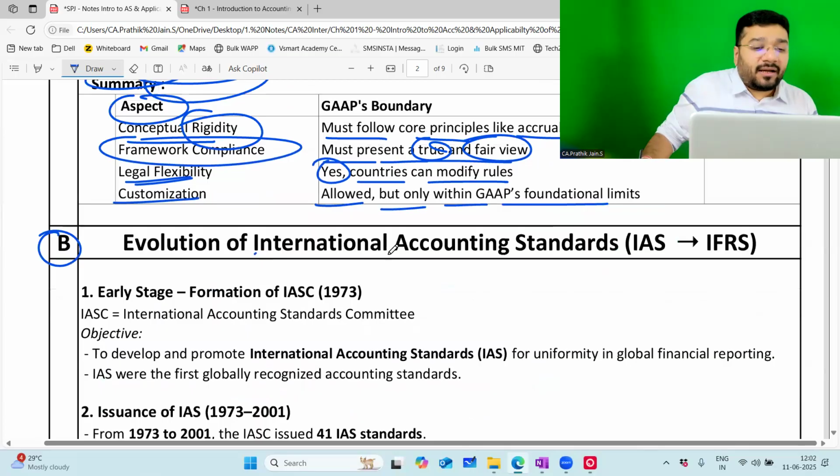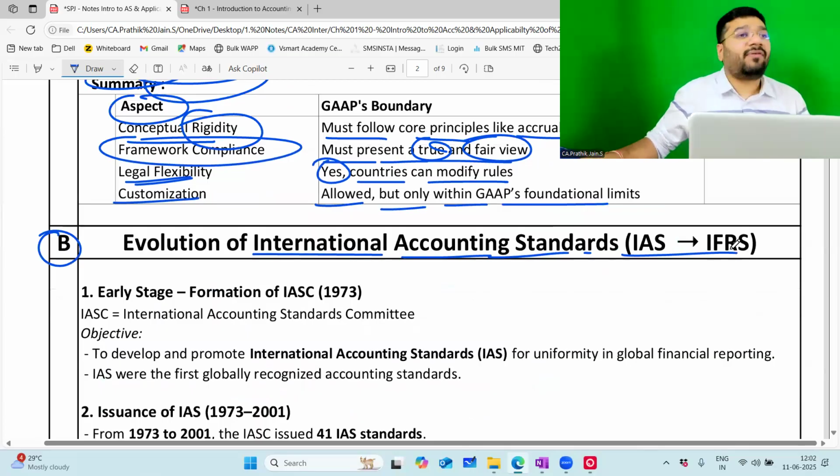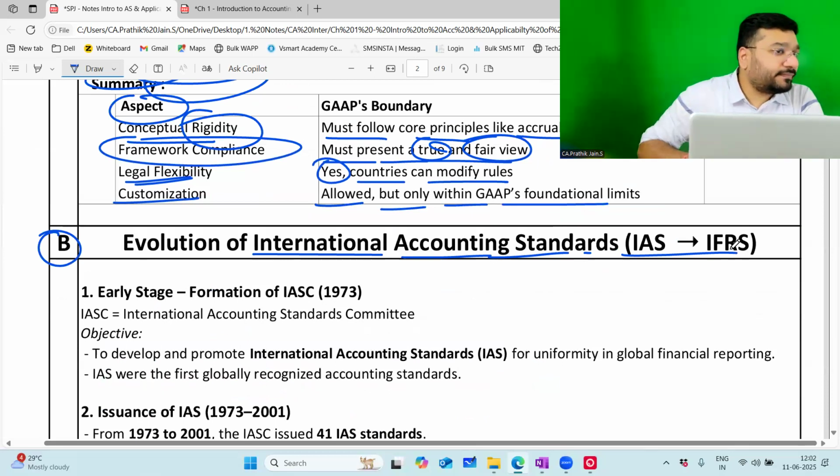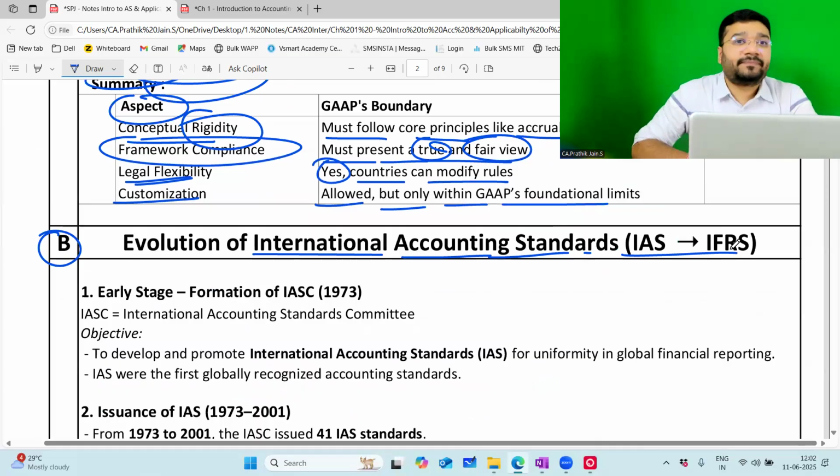Evolution of international accounting standards, that is IAS to IFRS. In 1929, something happened. Can you tell me what happened? 1929. Great Depression. What is Great Depression? Economy went down. The Great Depression is also called a global recession. Global recession means what? The entire economy went down. It became very slow. People lost their buying power.